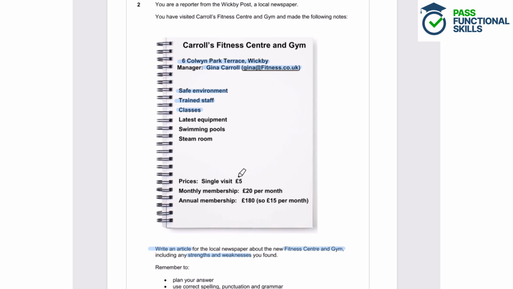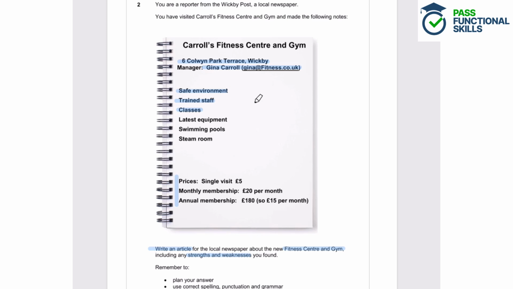Then we've got the information about the prices, which we could include in our answer, and we could say that this is a strength because these are reasonably cheap prices, or we could say that it's a weakness, for example, if there were other gyms with cheaper prices in the area.